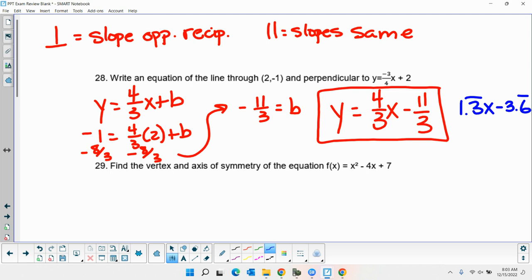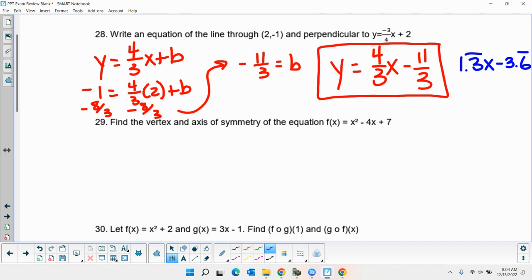So just pay attention to whether it says perpendicular or parallel tomorrow. Parallel, you use the same slope of the line they give you. Perpendicular, like this one, you're going to use the opposite reciprocal. So it's negative, opposite makes it positive, and then flip it, right? All right.